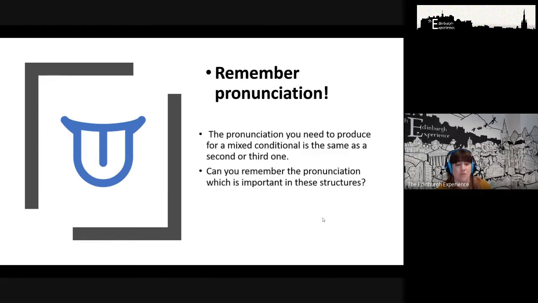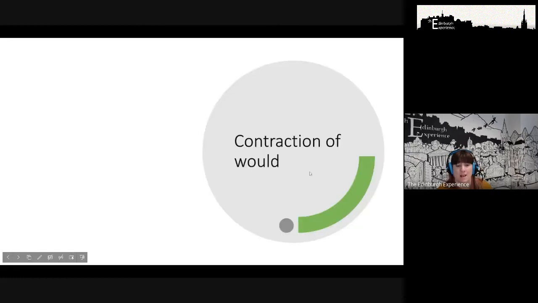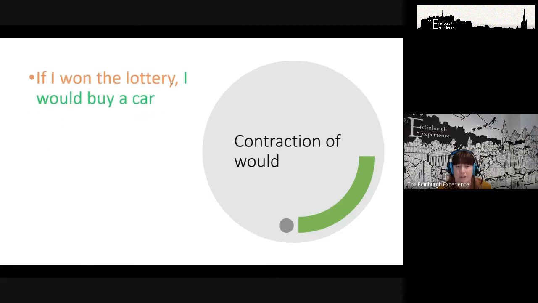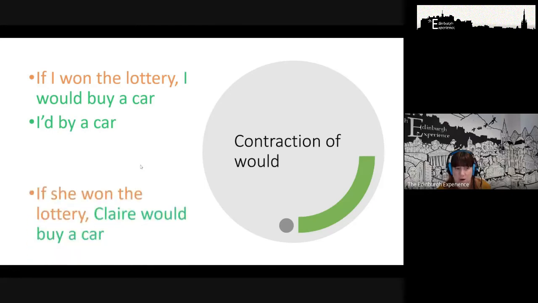So let's see if we can remember what the pronunciation is that you have to use for second and third conditional structures, yeah? So remember, when we're talking about our second conditional, you have to think of contracting the word would, right? If I won the lottery, I would buy a car. That would become I'd buy a car, yeah?